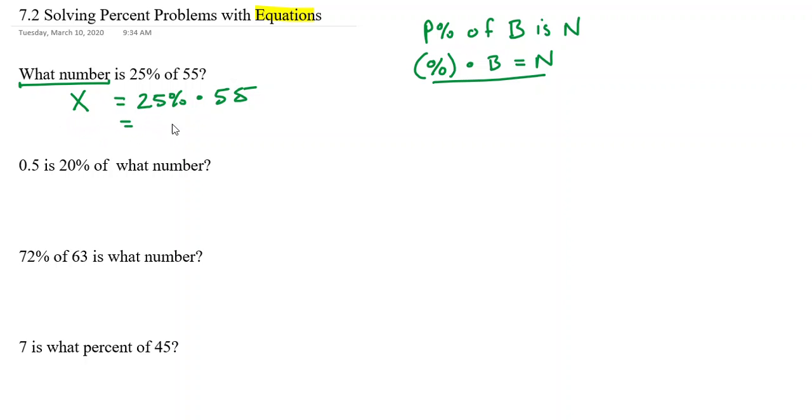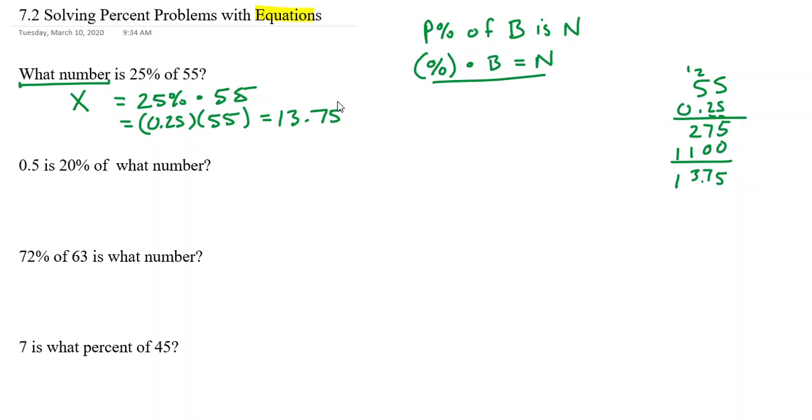Now, that's pretty easy. 25% is the same as 0.25. So 0.25 times 55. We can do that fairly quickly. I'll do it in long form. 5 times 5 is 25, carry the 2, 5 times 5 is 25 plus 2 is 27, then bring a 0, 2 times 5 is 10, carry the 1, 2 times 5 is 10, plus 1 is 11, add these up, and there are 2 decimal places, so we get 13.75. Okay, so now we can complete our sentence. 13.75 is 25% of 55.